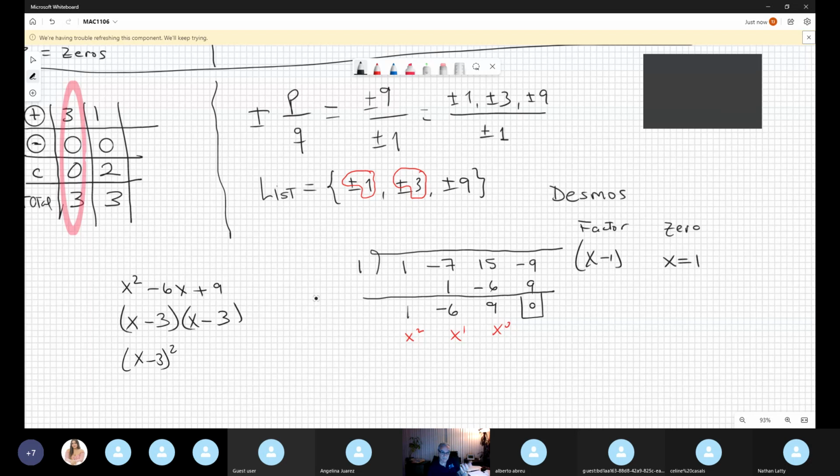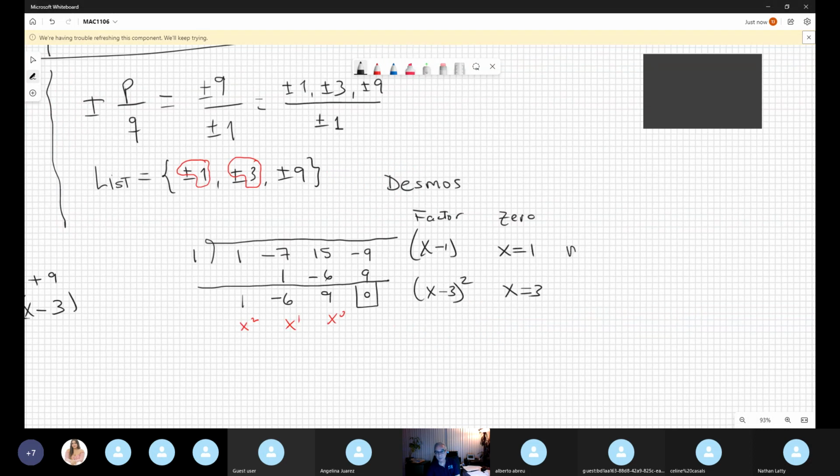So what is the final answer? The final answer is x minus 3 twice, x equals 3, and the multiplicity of this zero is 1, therefore it crosses the axis, and the multiplicity of this is 2, therefore it touches it. And so what is the conclusion, Professor? One factorization of this trinomial that was at the beginning, x cubed minus 7x squared plus 15x minus 9, is equal to x minus 1 times x minus 3 squared, doesn't matter the order.